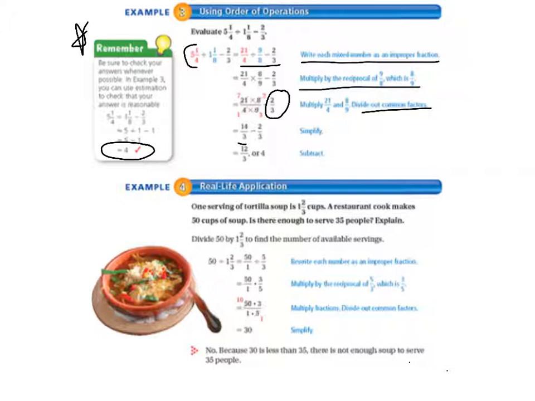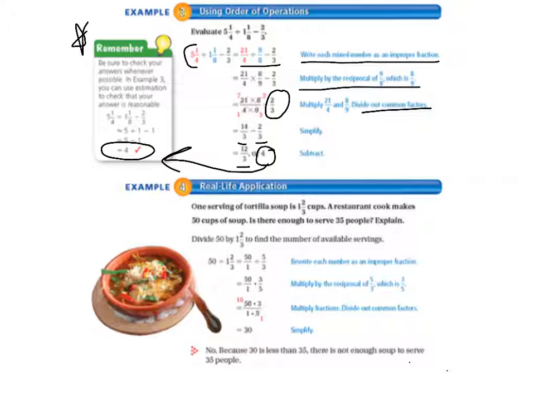Thankfully, when we divided out our common factors, it gave us a numerator of 3, which matches up with our numerator in 2/3, so that when we go to subtract, we don't have to do anything to make our numerators the same. So 14/3 minus 2/3 is 12/3. So when we go to simplify that and make that not an improper fraction, we take 12 and divide it by 3, and we get 4. And check our estimation. Is 4 close to 4? It's pretty spot on.